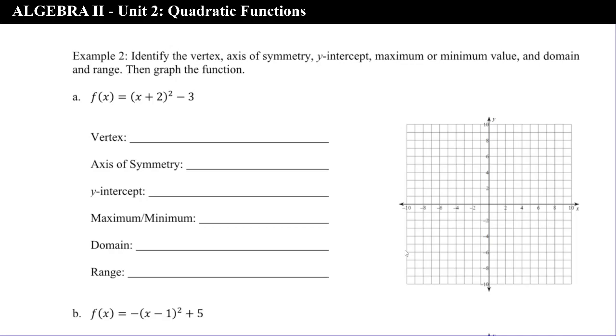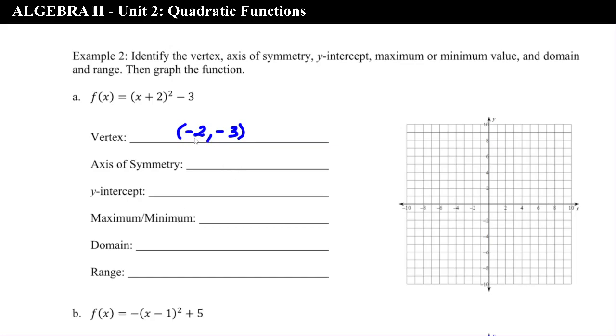So let's start off with this first one. Well, the vertex is (h, k). And remember, h is whatever comes after the minus sign. So we have plus 2 on the inside, which means it's minus negative 2. So our vertex would be negative 2. And then we have a minus 3 on the outside, so it would be negative 3.